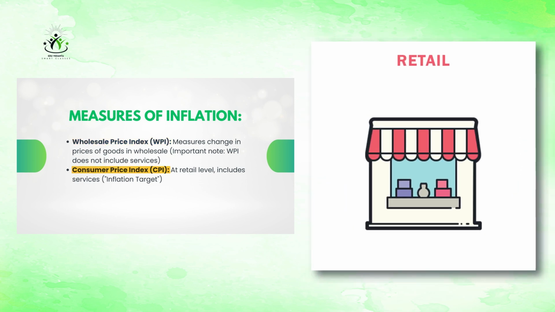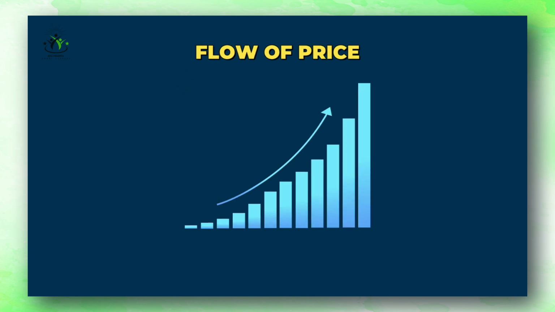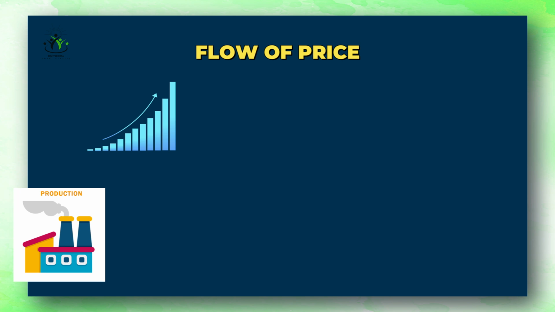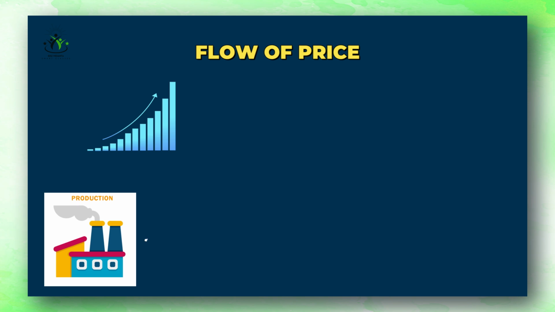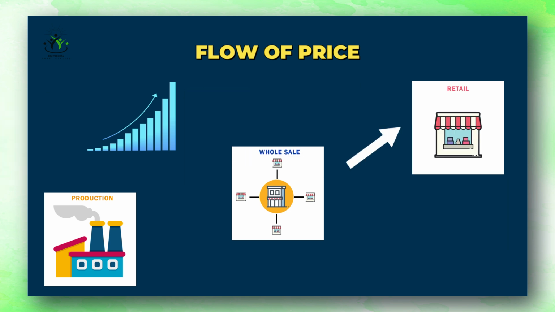5. Consumer Price Index, CPI. CPI measures inflation at the retail level, including services like healthcare and education. It directly affects consumers and is used to target inflation in India. Flow of price increases. Inflation happens step by step. First, at the production level, where profits are added. Then at the wholesale level, more profits are added. Finally, at the retail level, the price rises further with added income and profits.